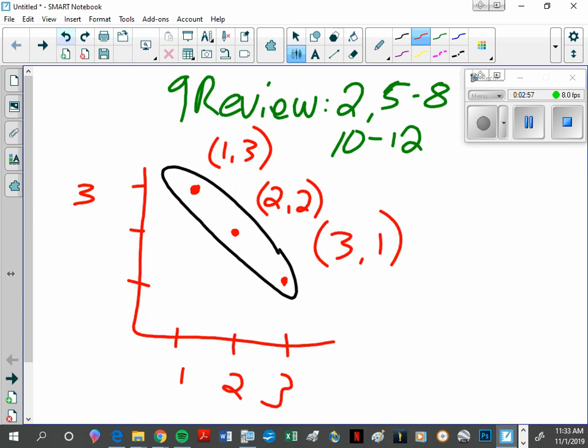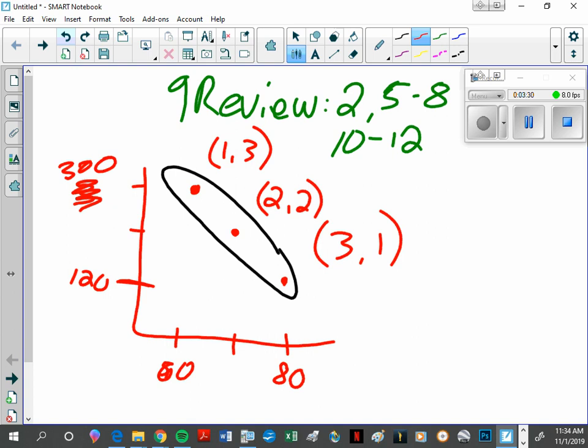Well, in this case, what do you notice? We're a little bit all over the place. The first one, the y is bigger. The second one, they're equal. The third one, the x is bigger. But what if I did height and weight? So if I did height and weight, and this was everywhere from, I don't know, 60 inches to 80 inches, and this was everywhere from 120 pounds to 300 pounds. What do you notice? So every single y value is bigger than every single x value.